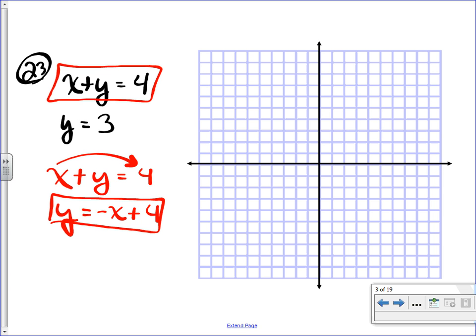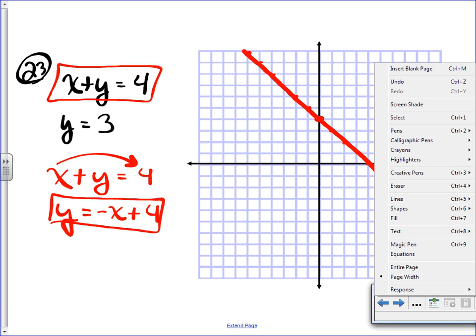So 4. 1, 2, 3, 4. That's going to be my y-intercept. The slope on this one is -1. So it's just like the last example. We're going to go down 1 and to the right. Down 1 to the right. The more dots I have, the straighter the line is. I'll get more points on this side by going up 1 and left 1. Up 1 and left 1. Connect the dots. And we got our first line.